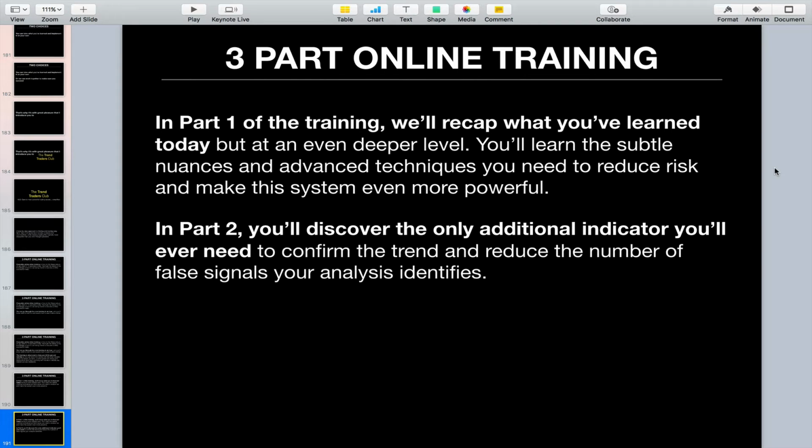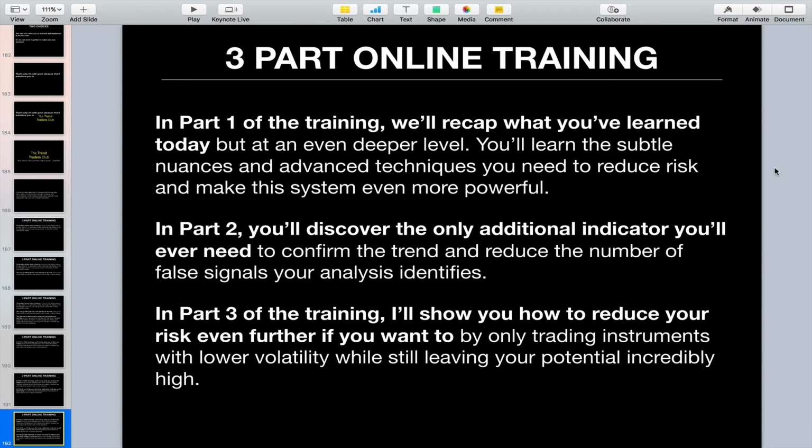There's one that I use on every chart, and it's all I need. You don't need all these other wild and wonderful things, these proprietary indicators and all this stuff, and 4 or 5 indicators on a chart. You don't need any of that. All you need is this one thing and the signal I've given you today. In part 3 of the training, I'll show you how to reduce your risk even further if you want to by only trading instruments and markets that have lower volatility while still leaving your potential incredibly high.